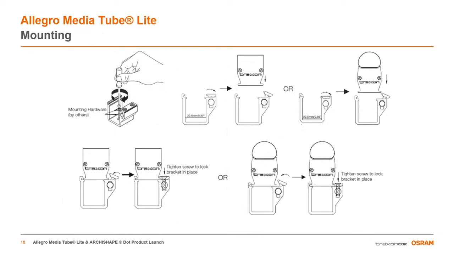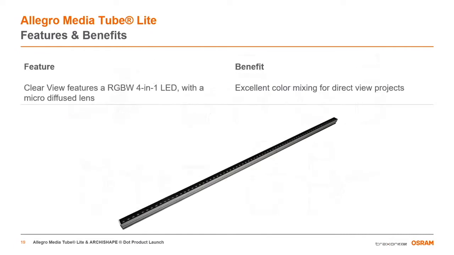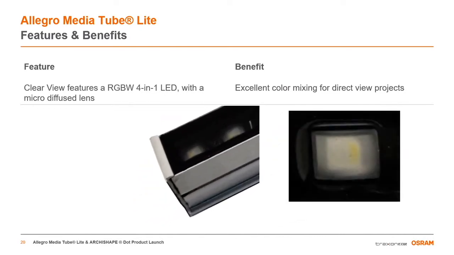Mounting is extremely simple, and in fact, those that are familiar with our MediaTube HO product, this is utilizing the same exact mounting bracket from that product family, and is very simple to install and mount to your surfaces. Now, getting deeper into the details, the Clearview Allegro MediaTube Lite utilizes a 4-in-1 LED with a micro diffused lens, and this delivers excellent color mixing across the length of the fixture.